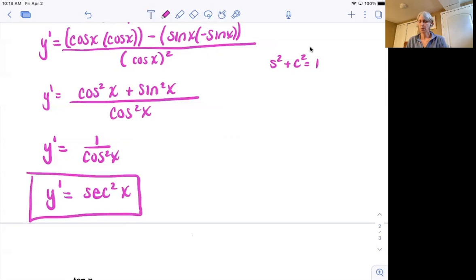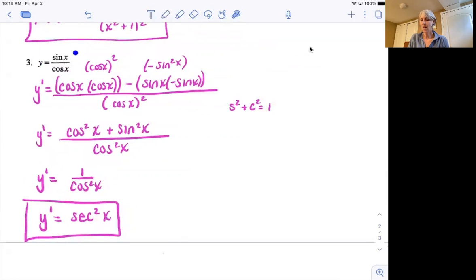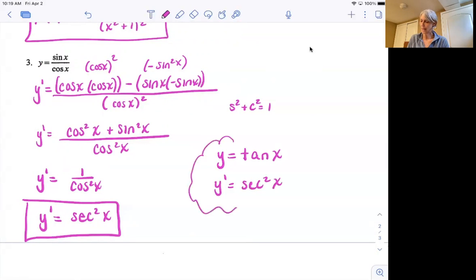Now let's just stop for a moment. What's another way we can write this function? Isn't sine over cosine the same as the tangent function? So if y equals tan x, y prime equals secant squared x. And this is going to be a rule that we're going to add on next year. But again, we just got a rule. So if you ever forget your derivative rules, you can always derive them.